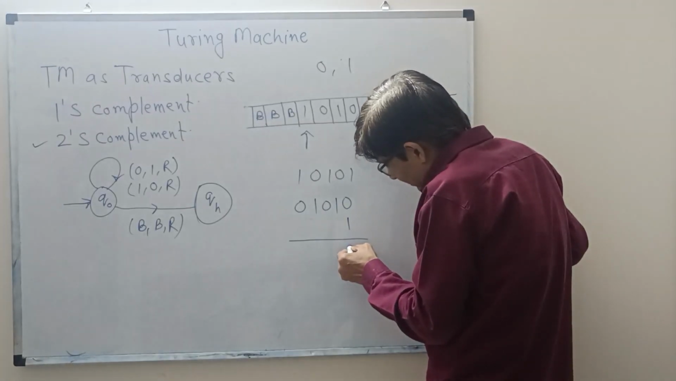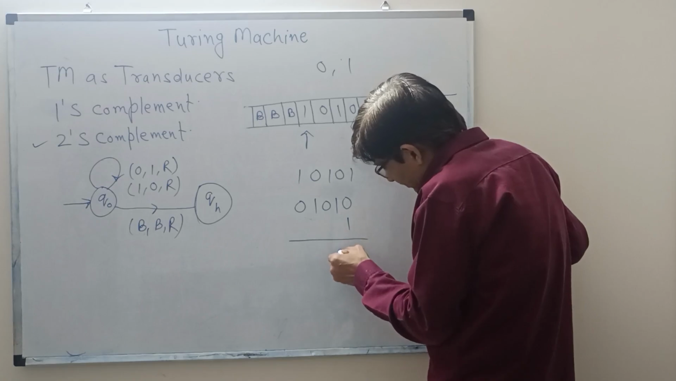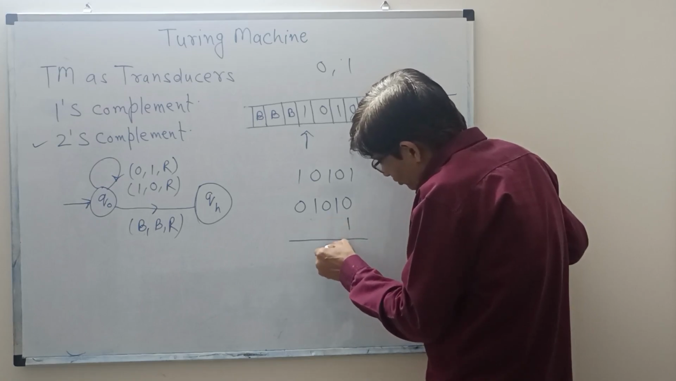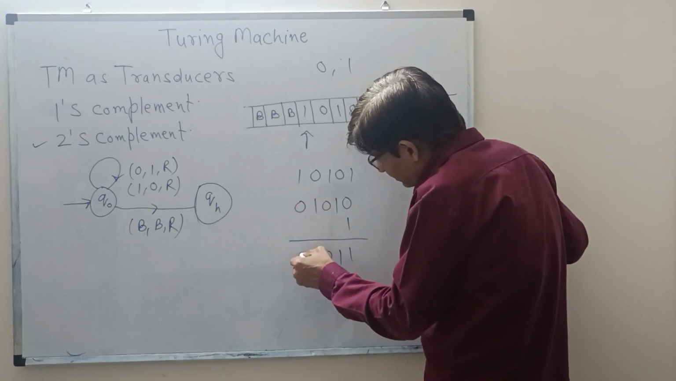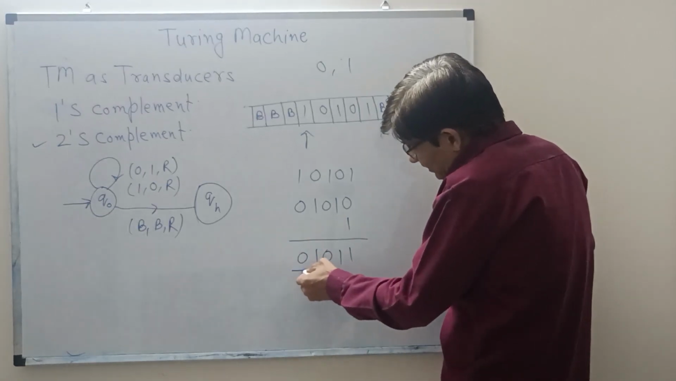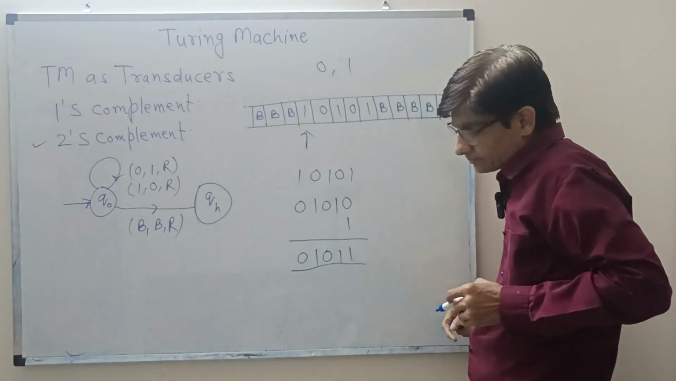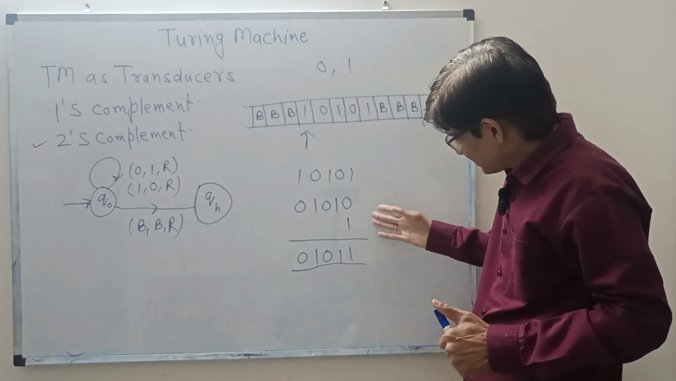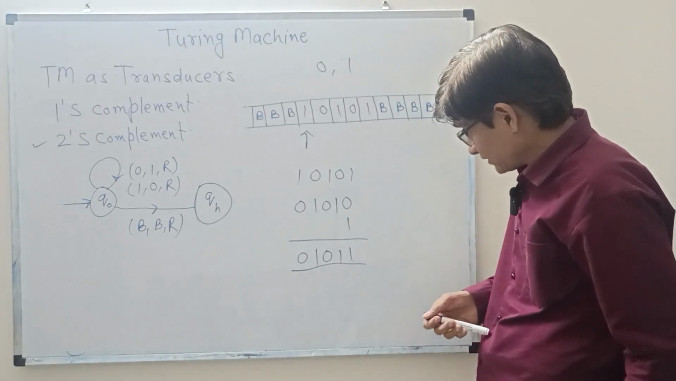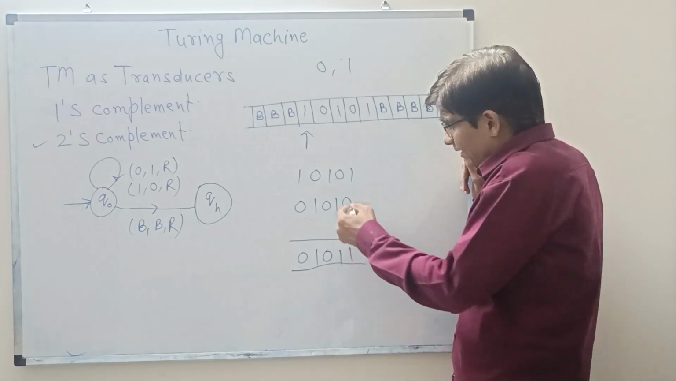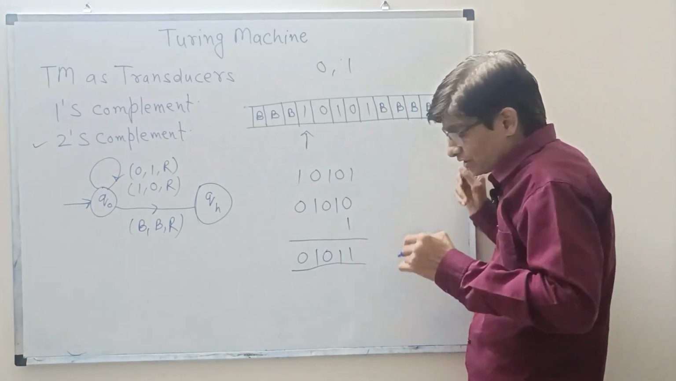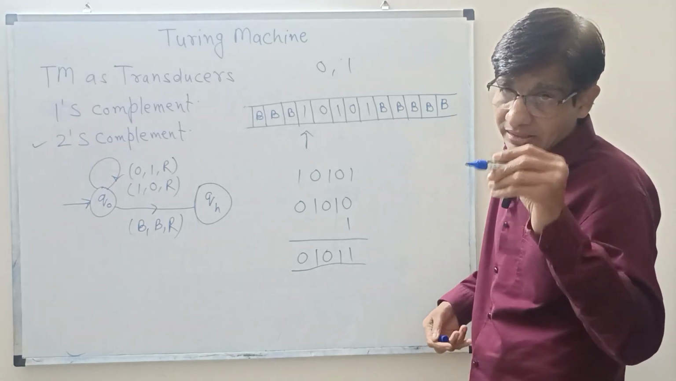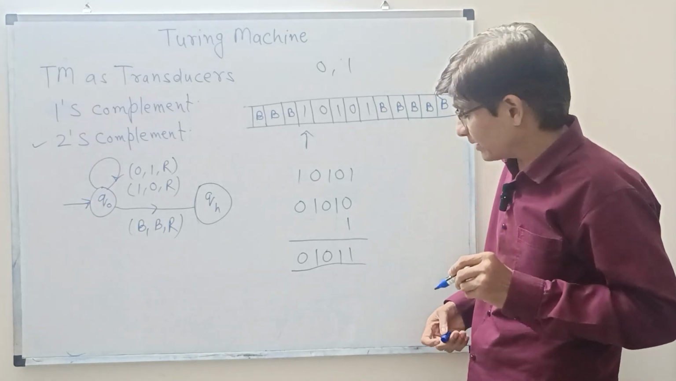So this would be 1 and 1, then 0, then 1, then 0. So this would be the 2's complement of this number. Now, is there any direct way to calculate this number? Yes, obviously it is there. So when you are having any binary number, you can directly calculate the 2's complement of a binary number.